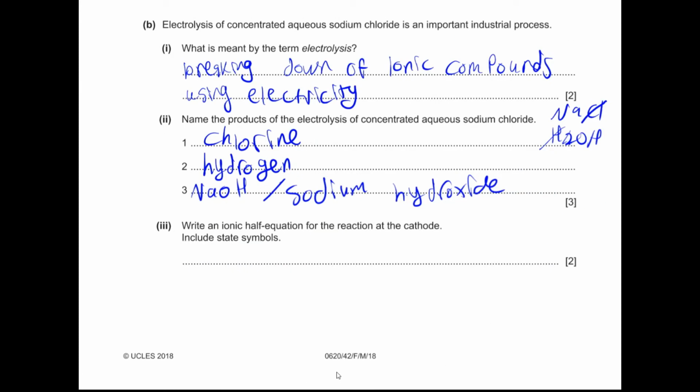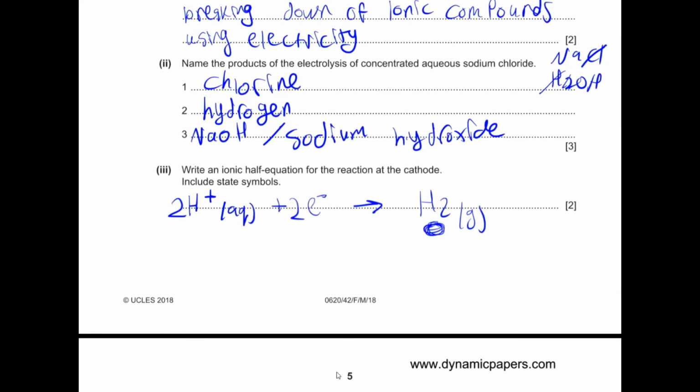Write an ionic half equation for the reaction at the cathode and include state symbols. So it was H+ in aqueous state plus an electron forming H2 gas. As we can see here, we have 2 hydrogens on one side, and on the other side we only have 1, so we should balance it. We add 2 here and 2 to the electrons, and this is how it looks when it's balanced.